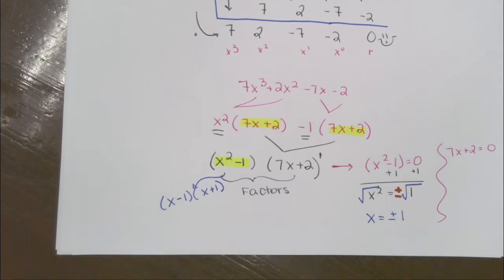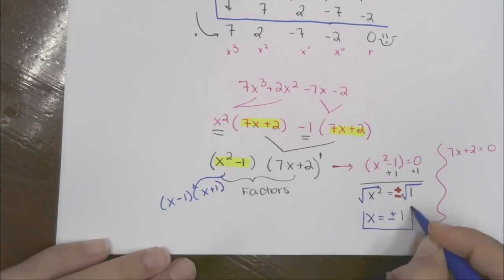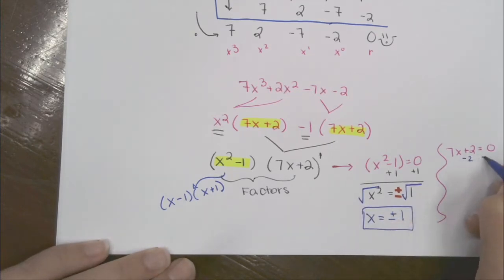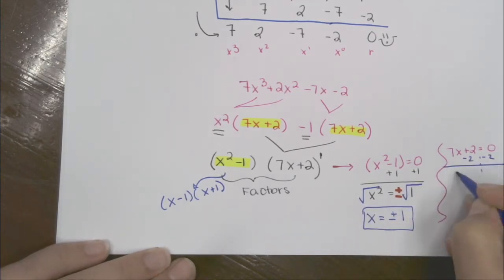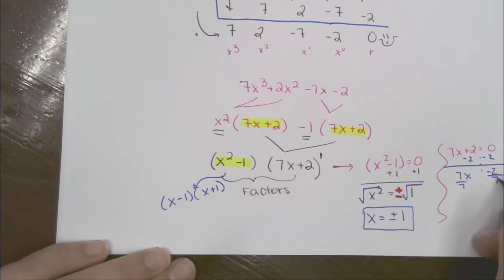Would I have gotten a different answer if I had synthetic instead? Nope. The answer is going to be the same because it either works or it doesn't. Okay, so we got these roots right here. And then we got a -2, 7x, -2, divided by 7, divided by 7. X is then equal to -2/7. Okay. All right, be careful.